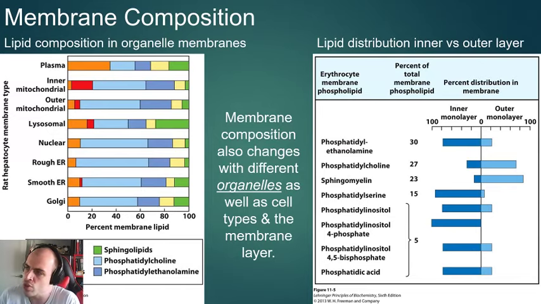Again, not important to know the details. It is just important for you to have that awareness that the composition does change. Because again, structure equals function. So if we do want different cell membranes, as a part of different cells and different tissues, to have a different function, to do different things, then they must have a different structure.